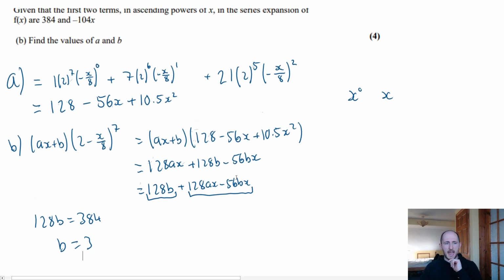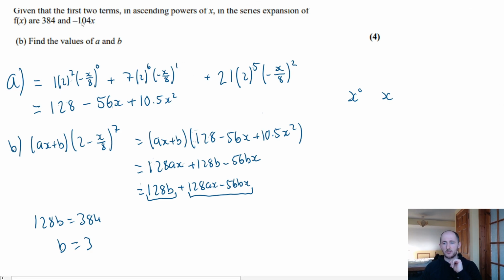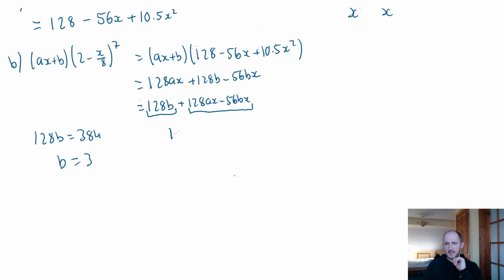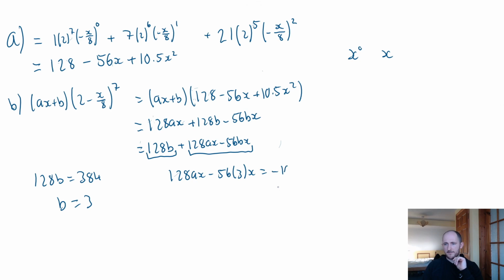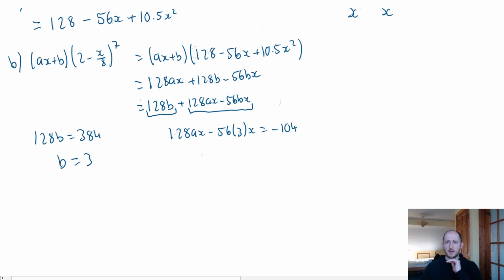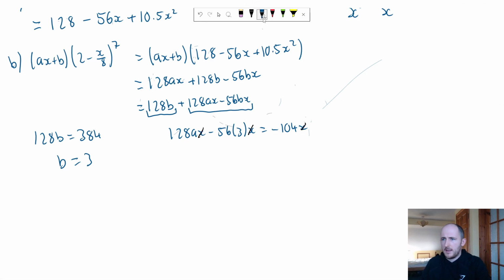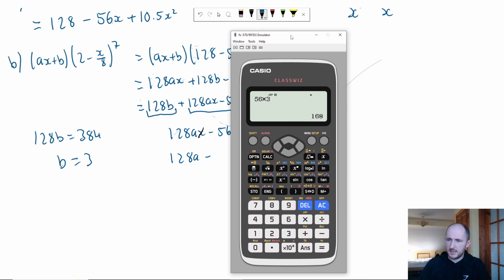And then it tells me that the x term, the second term, should equal negative 104x. So in other words, we have 128ax minus 56bx, but b is 3, don't forget, equals negative 104x. So what's my first move here? Well, the first thing I'm going to do is I'm going to divide everything by x. So in other words, I'm going to delete all of the x's. That will give me 128a minus 56 times 3. Let's work that out. So 56 multiplied by 3 gives me 168.